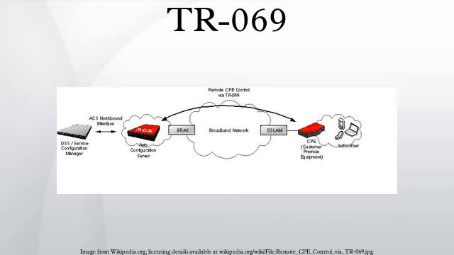TR-069 is a Broadband Forum technical specification entitled CPE WAN Management Protocol. It defines an application layer protocol for remote management of end-user devices. As a bidirectional SOAP/HTTP-based protocol, it provides the communication between customer premises equipment and auto-configuration servers. It includes both secure auto-configuration and the control of other CPE management functions within an integrated framework.